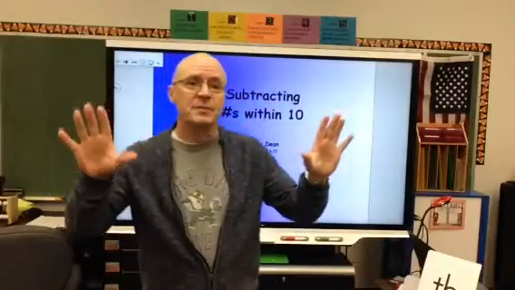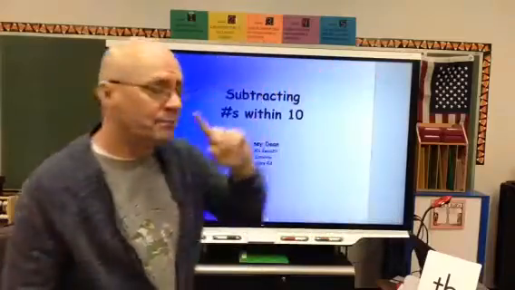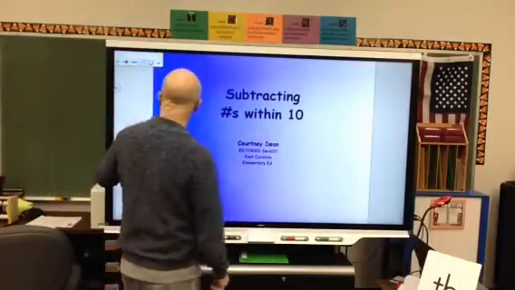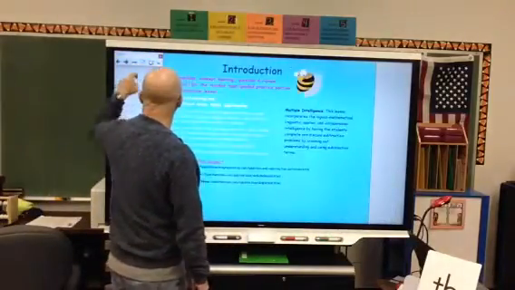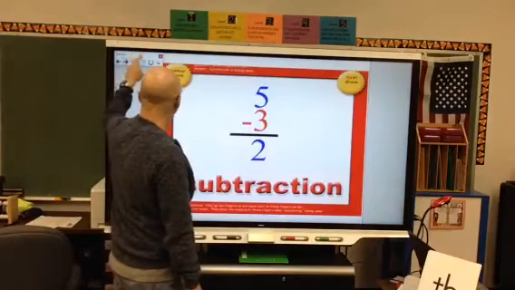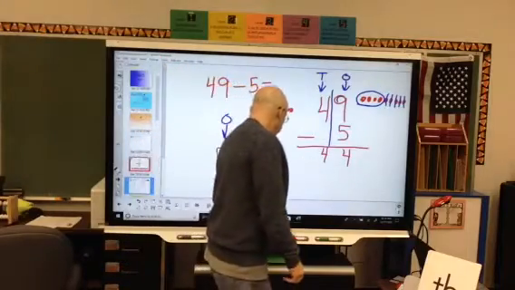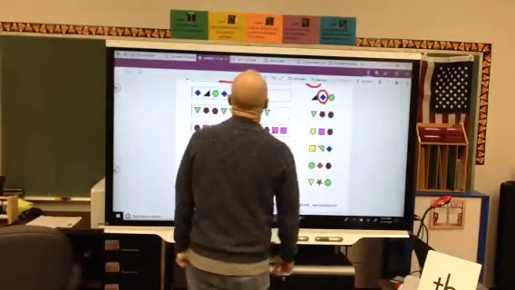Anyways, here are my actions. Subtraction is when we start with a number and we take some away. Now, we've been working on this idea of subtracting two digits, right?